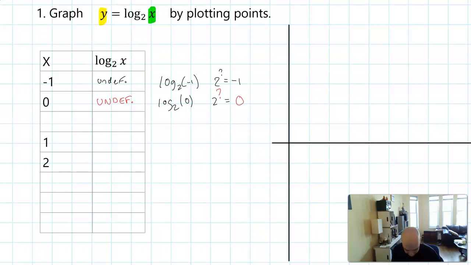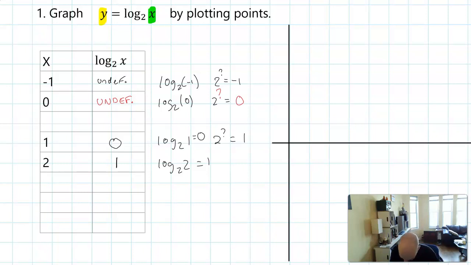Okay, let's keep going. I'm going to skip over this space and go to 1. So this is log base 2 of 1. That's saying 2 to the what equals 1. Now we have an answer. 2 to the 0 equals 1. So I put 1, 0, because log base 2 of 1 is equal to 0. So now we're starting to get values. Let's keep going. So log base 2 of 2 is saying 2 to the what is 2. That's 1. There we get the 1. Okay, so now I have 2 points, 1, 0, and 2, 1.